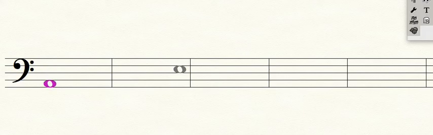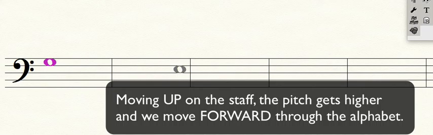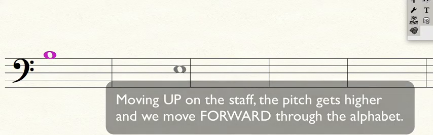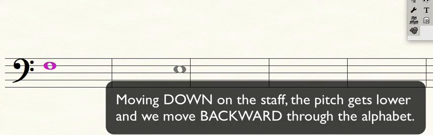And as I go up the staff, the notes get higher. When I move down the staff, the notes get lower. So every line, every space has a letter name. If this is F, then the space just above it, a little higher in pitch, so we go forward through the alphabet. That note that's just above F, or the space just above F, is G. This line is A. The space above the staff would be the next letter of the alphabet, B, and then C.